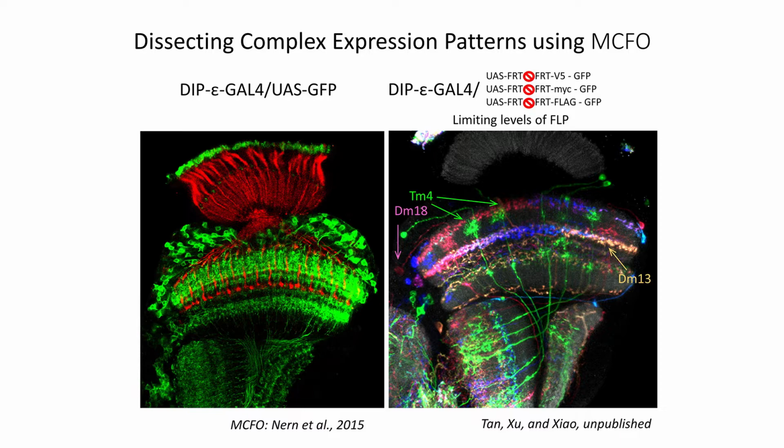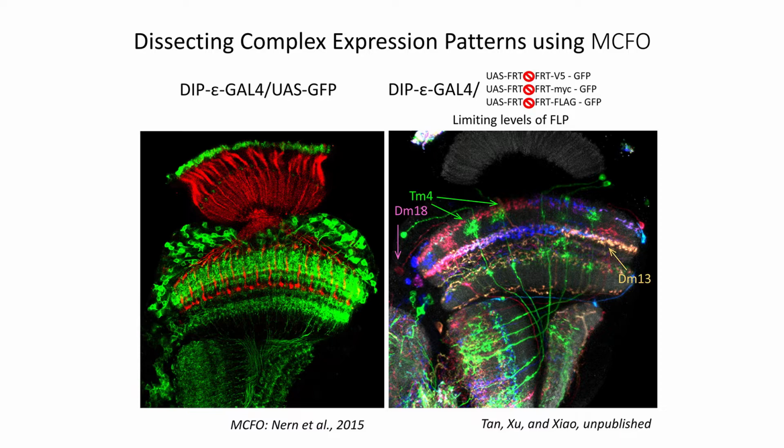The way to do this is to now make a line that has 3 UAS constructs. Each of them has an interruption cassette, and they're off. So in the absence of flip recombinase, there's no expression. And then with limiting levels of flip, you can get the occasional one to flip. Each one is GFP, which has multiple copies of an epitope, so many copies that you wipe out the endogenous fluorescence, and you just use immunodetection to determine the pattern of expression. And you get this lovely rainbow-like brain, and you can begin to sort out who is expressing which DIP based on its morphology.